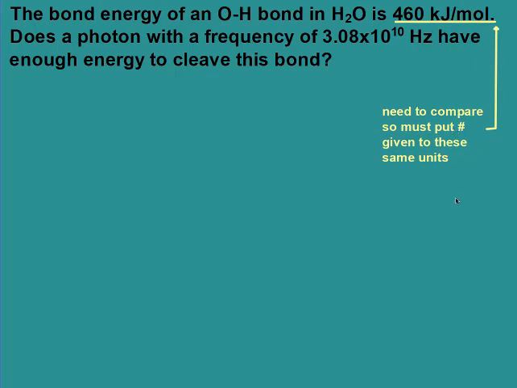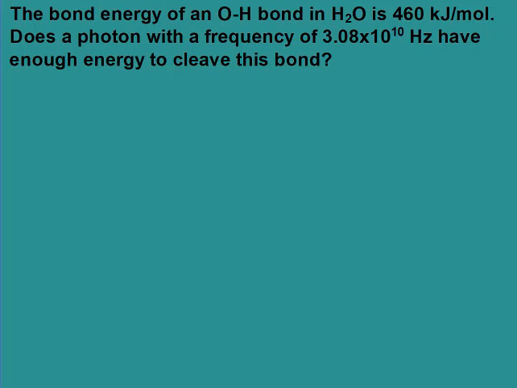So the first thing we need to do is look at the number that they're having us compare. We need to compare 460 to some value to see if it's going to be bigger or smaller than 460. So we need to put the number that they gave us in that same unit. We can't have a comparison unless they're in the same unit. Hertz and kilojoules per mole are not the same unit, so I cannot compare them currently. The next thing we need to do is say that hertz is equal to 1 over seconds.